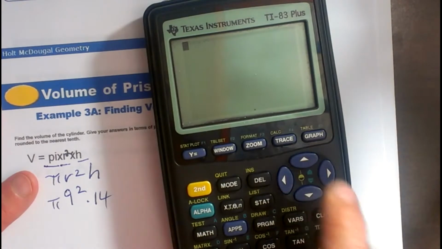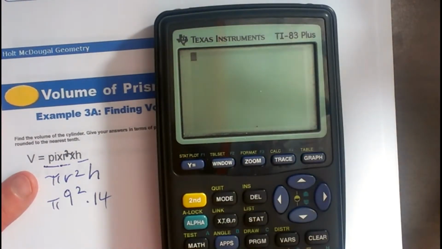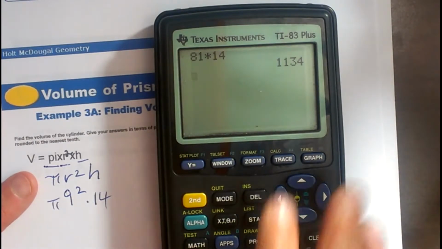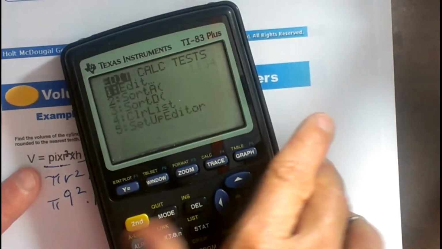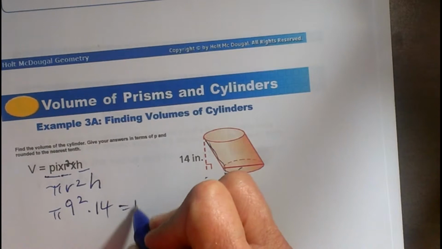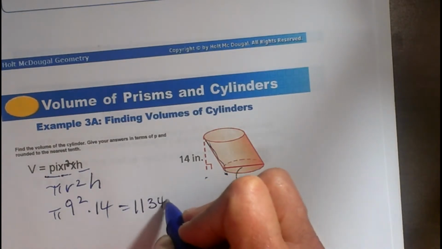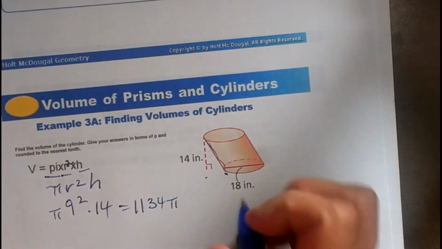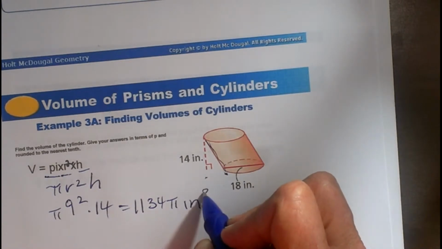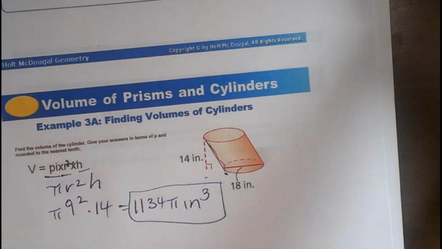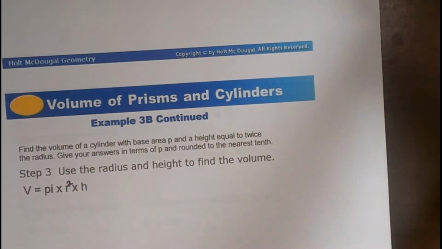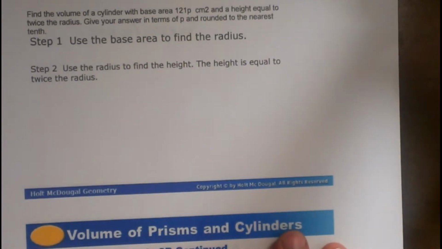Okay, so let's go back and calculate. Well, we know 9 squared is 81. And then times 14, I don't know that off the top of my head. So it's 1134. So that's 1134 pi. And this is a volume, so it's inches cubed, three-dimensional. So there you go. There's our first one with an oblique.